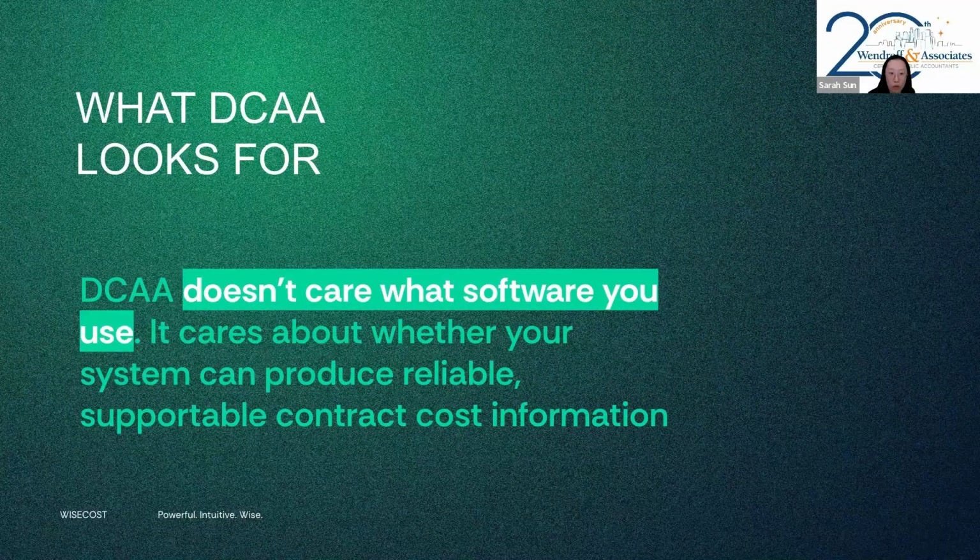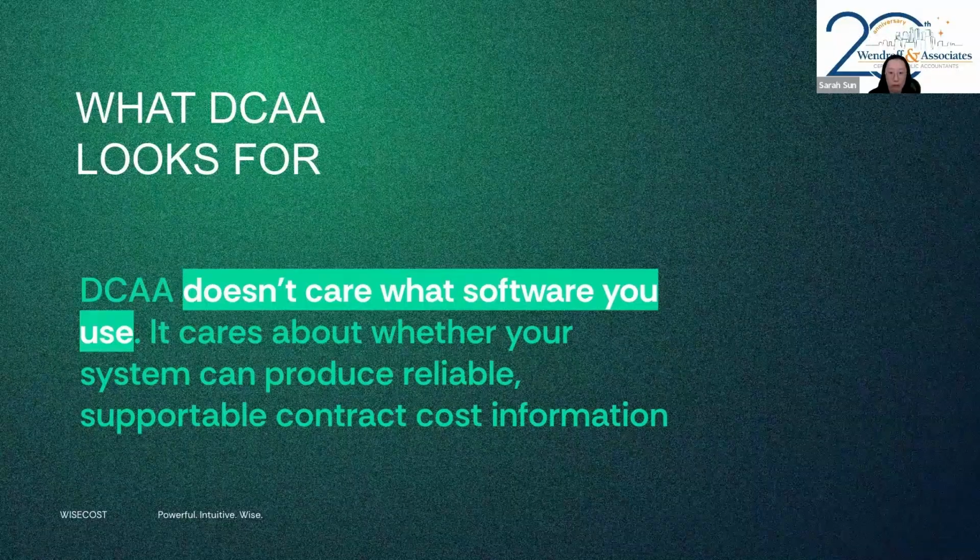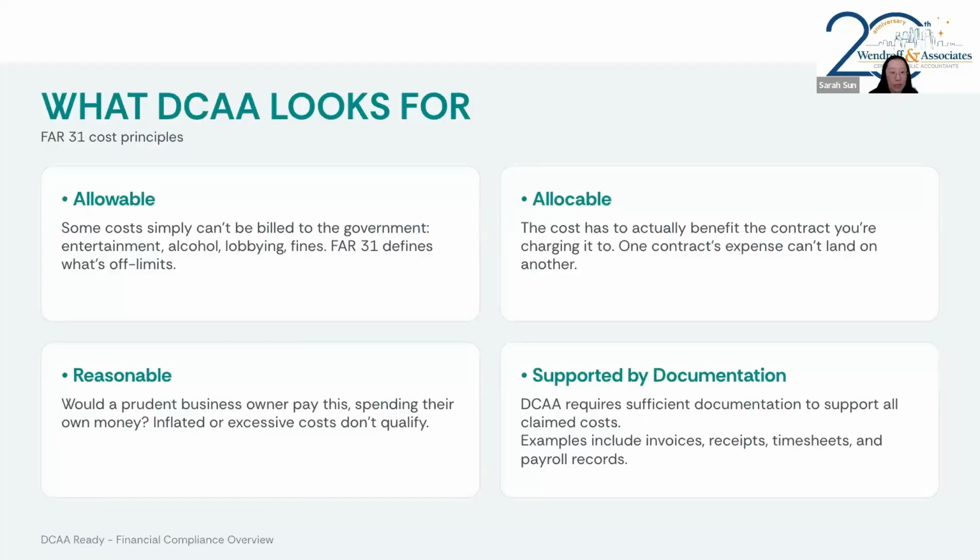And when we talk about contract costs, every cost must meet certain requirements before it can be charged to the government. The Federal Acquisition Regulation, FAR 31, provides the framework for a government contractor to determine whether the costs can be charged to the government. And there are four main concepts: allowable, allocable, reasonable, and supported by documentation.